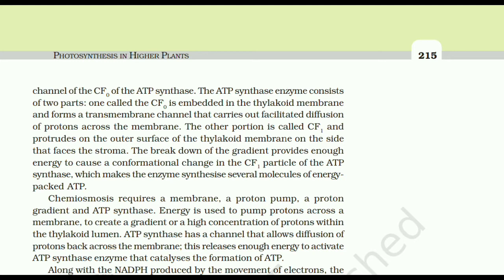The other portion is called CF1 and it protrudes out on the outer surface of the thylakoid membrane on the side that faces the stroma. The breakdown of the gradient provides enough energy to cause a conformational change in the CF1 particle of the ATP synthase, which makes the enzyme synthesize several molecules of energy-packed ATP.